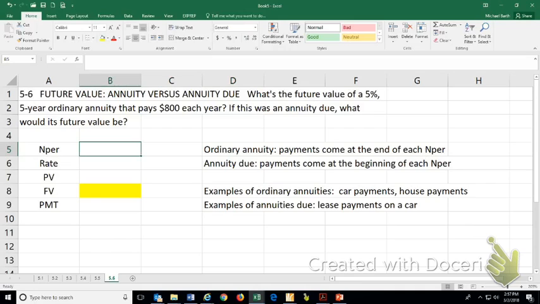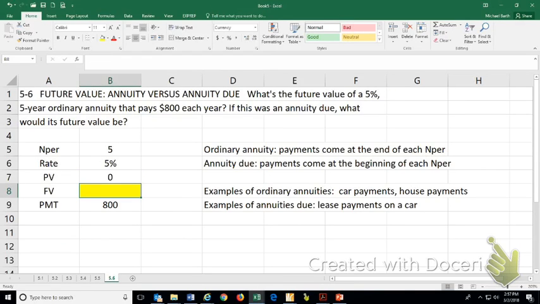Here we have a future value of an annuity versus an annuity due. It's a 5-year annuity that pays $800 a year. So you'll get $800 a year. You don't have any money today, and the rate is 5%. Alright, so for an ordinary annuity, we'd be solving for a future value.